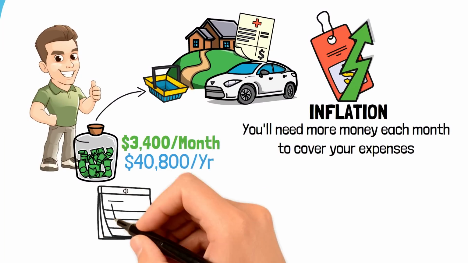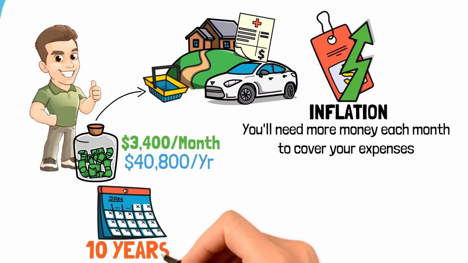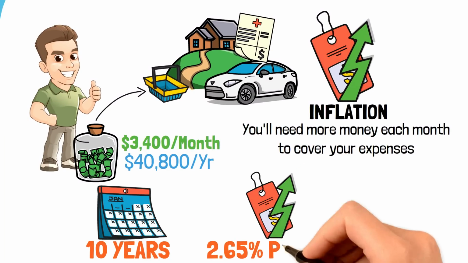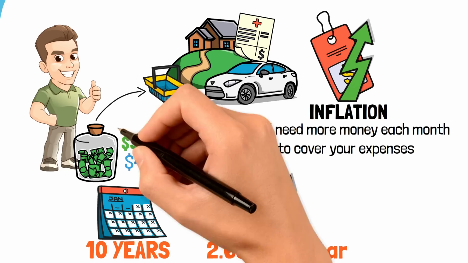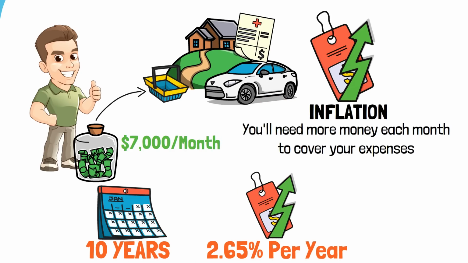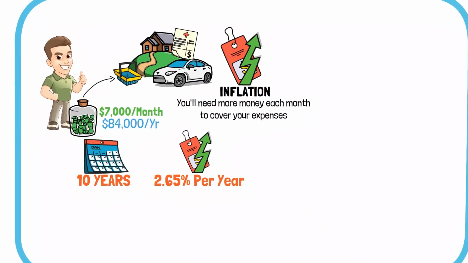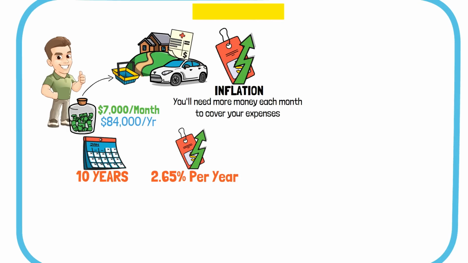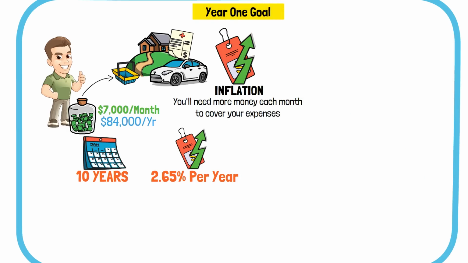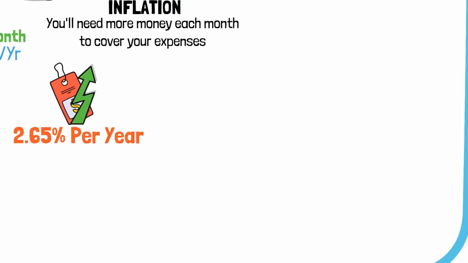Let's say we look back at the past 10 years, and we see that prices have gone up by about 2.65% each year. That means in 30 years, you might need around $7,000 each month, or $84,000 annually. Keeping that in mind, let's break down our first strategy, which we're going to call the Year 1 Goal, or the lowest amount you need to get paid from the very first year.